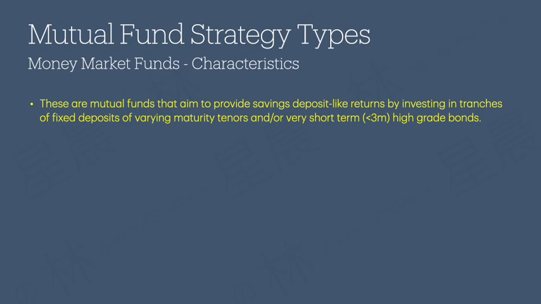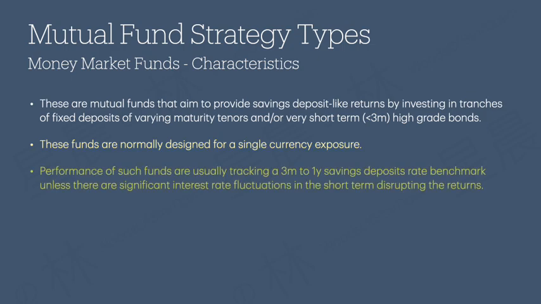Money market funds, as the name implies, aim to provide money market or savings deposit-like returns to investors. They normally invest in tranches of fixed deposits of varying maturity tenors and as well very short-term high-grade bonds that are typically less than 3 months to maturity. As they aim to mimic savings deposits, they are normally designed for a single currency exposure so that there is no currency risk involved. Money market funds generally produce returns that are similar to around 3-month to 1-year savings deposits rate in the long run.